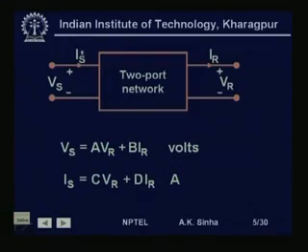Now, once we have used a lumped parameter model for the transmission line, then we can consider this transmission line as a simple two port network, where we have an input port where we have the voltage V s and I s, that is the sending end port. V s is the sending end voltage, I s is the sending end current, and V r is the receiving end voltage and I r is the receiving end current. So, the transmission line can be visualized as a two port network.